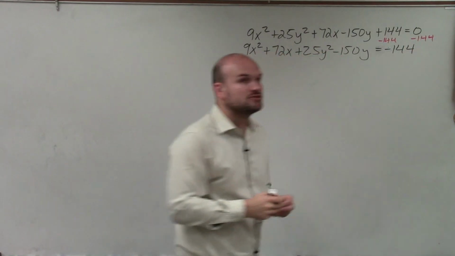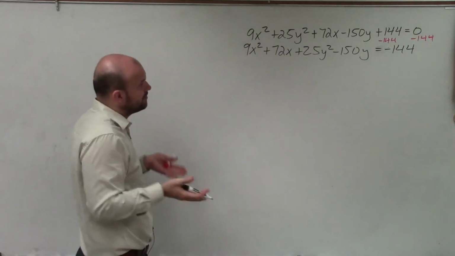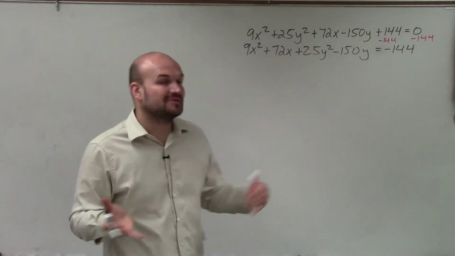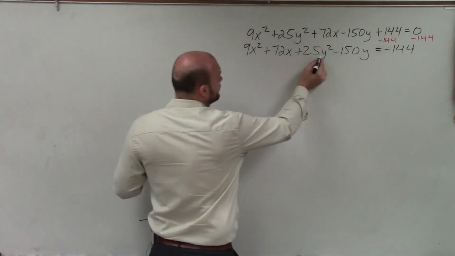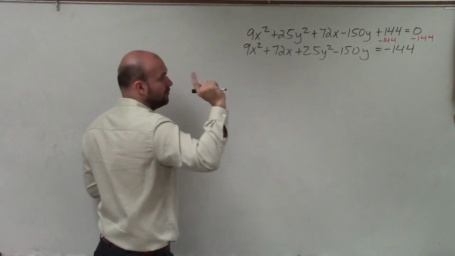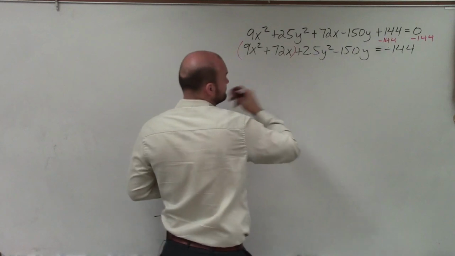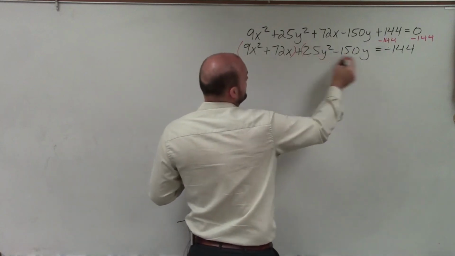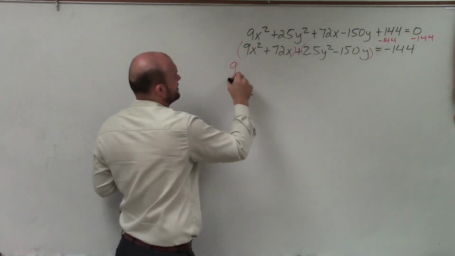OK, so now to write binomials squared, we've got to create perfect square trinomials. And to create perfect square trinomials, we've got to complete the square. So the first step in completing the square is getting your quadratic terms to have a coefficient of 1. So what I'm going to do is factor out the coefficients of my quadratic terms. So in this case, I'm going to factor out a 9.